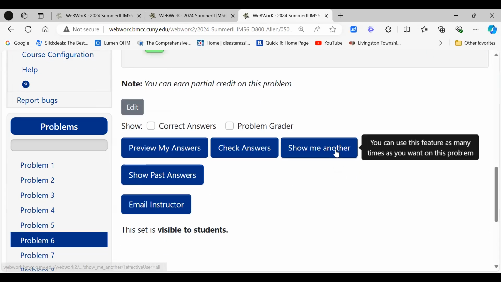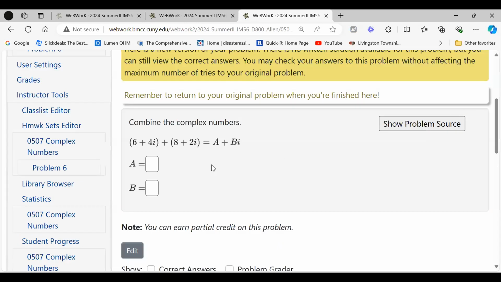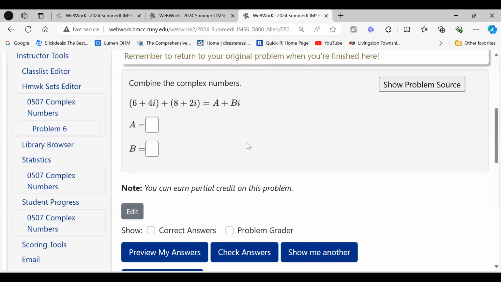Now let's take a look at another one. You try another one. Try this one.